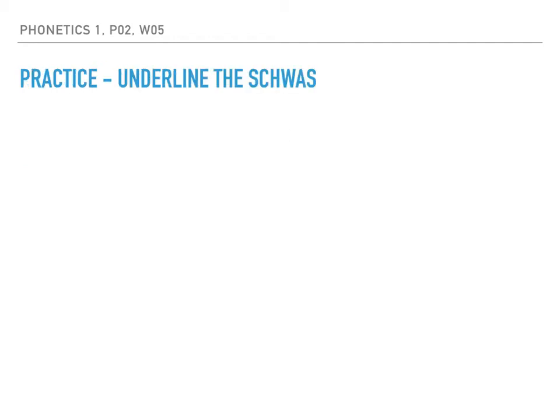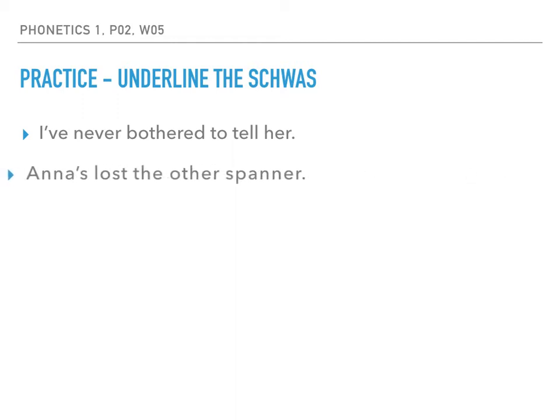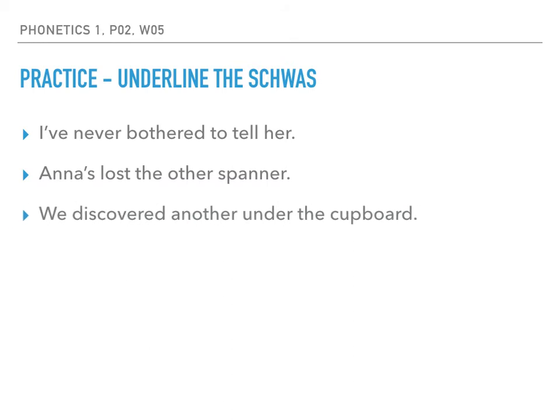So what we're going to do, of course, is we're going to have a practice assignment where I want you to underline the schwas. So the first sentence we have is, I've never bothered to tell her. The second one is, Anna's lost the other spanner. The next one is, we've discovered another under the cupboard. Now take a moment to write these 3 sentences down, and I want you to underline the schwas. Make sure to pause the slide now. The answers will be on the next slide.